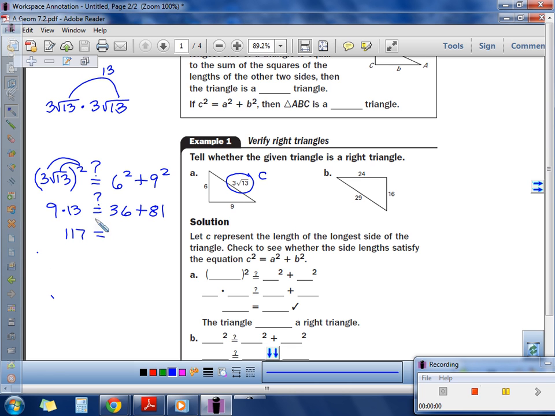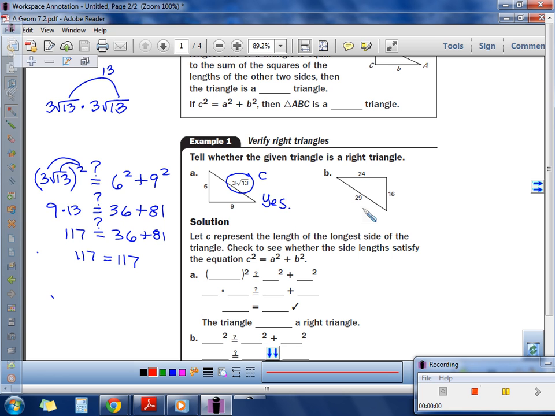We got to figure out, are these equal? Can anybody do that mentally? Are they equal? Yes. So does 117 equal 117? Yes. Is it a right triangle? Yes. It's a right triangle. So the hardest part on this one is simplifying this left side. If this left side simplifies to equal the right side, it comes out to be equals, then you do have a right triangle.